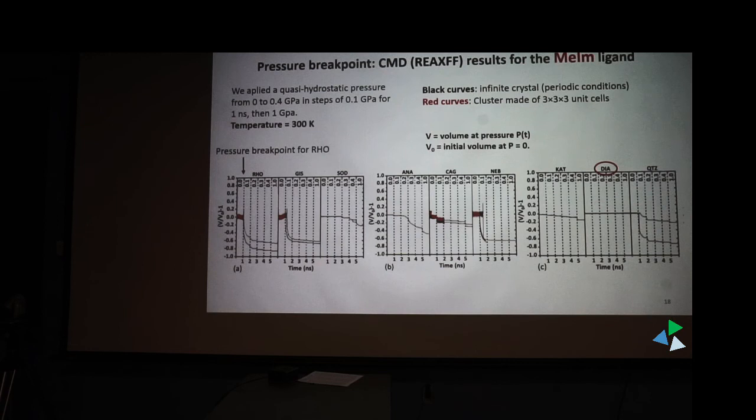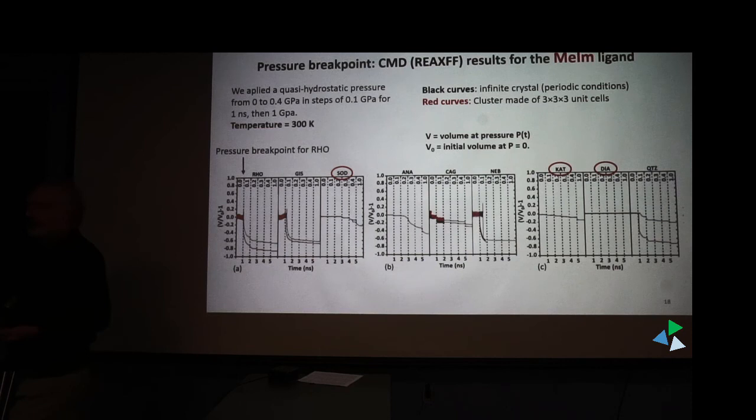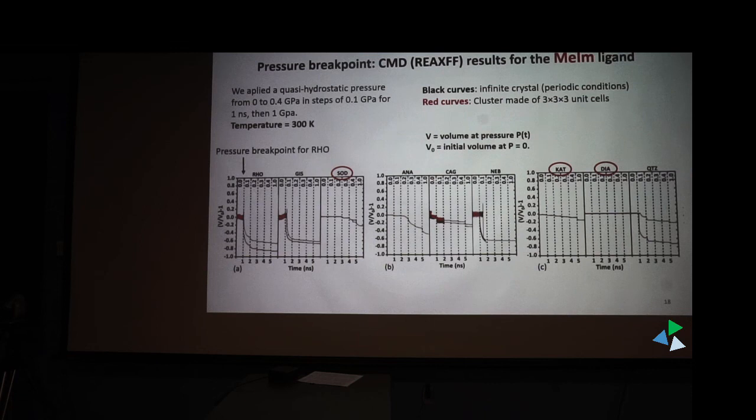The second one would probably be CAT. You see that there is a compression but no collapse until 1 gigapascal. And maybe the last one would be the SOD. You see something happen near 0.3 gigapascal and something maybe even worse after that. But these are the three most robust structures. And if you agree with my choice, then these correspond exactly to the structures observed experimentally.